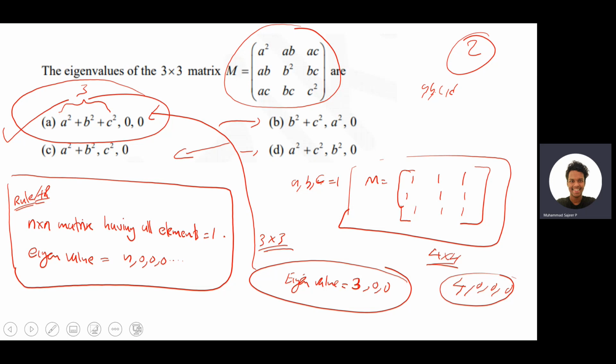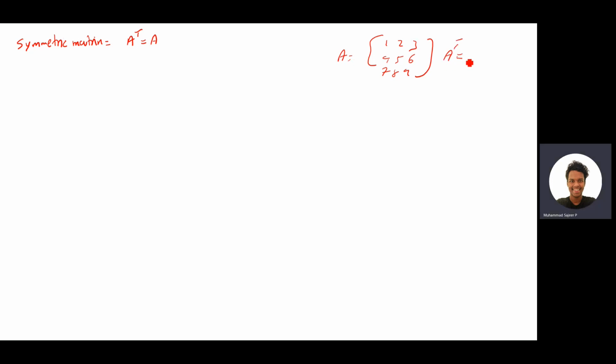I expect you already have a basic knowledge of matrices. You know what an n by n matrix is, what a symmetric matrix is, what a skew-symmetric matrix is. Or even if you don't know, let me explain it quickly. There are different kinds of matrices. If you have a symmetric matrix, it should satisfy A transpose equal to A. You know transpose, right? If you have a matrix 1, 2, 3, 4, 5, 6, 7, 8, 9 and want to take its transpose, you change all the rows to columns.